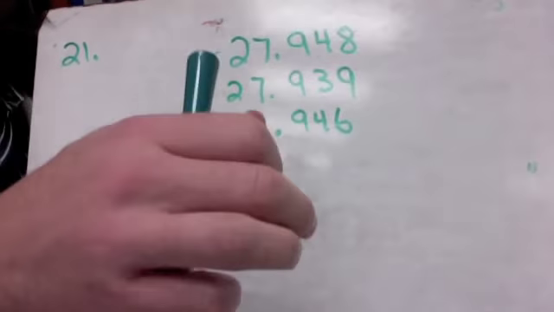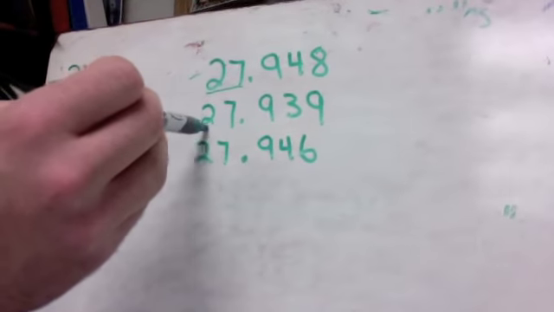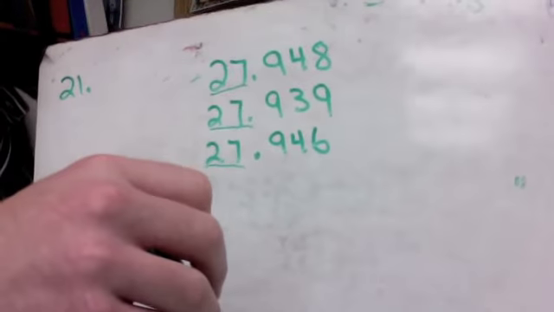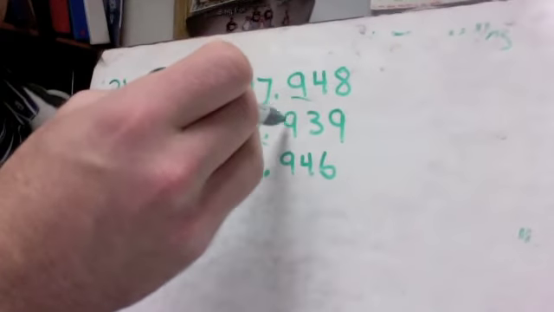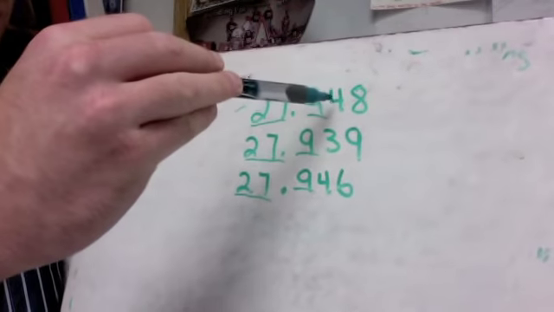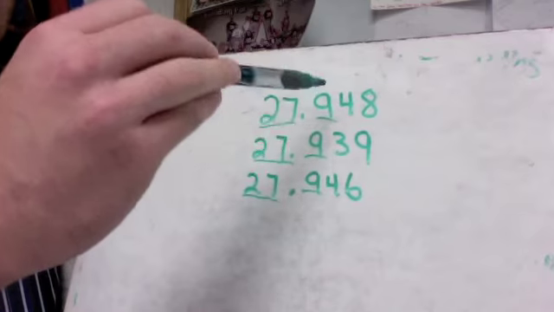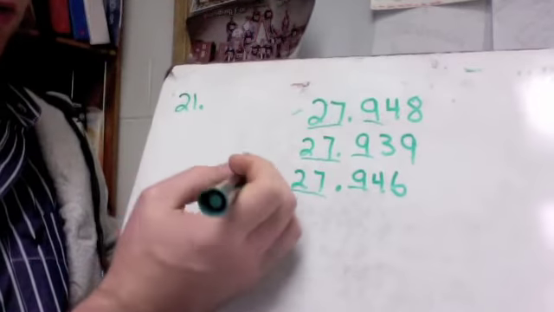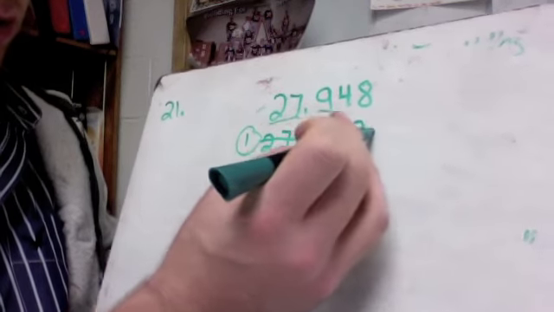Alright, putting these three in order for 21 is pretty easy. We've got 27 in the whole number spot here for all of them, so we know that's the same, so we can move on to the tens place. We've got 9 there, those are all the same. Here's where we're going to get some difference. We've got 4 here, 3 here, and 4 here in the hundreds. 3 is smaller than the other two, so this is going to be the smallest one right here, so we can be done with that one.